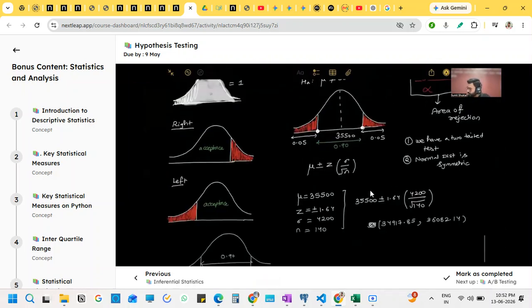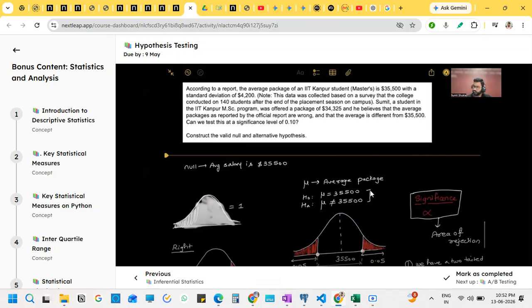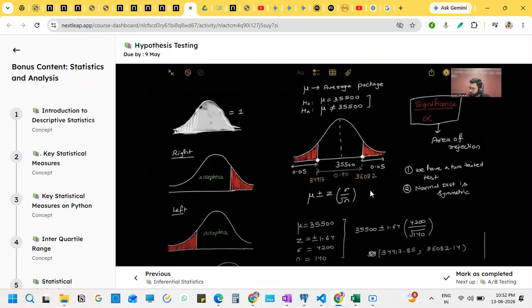Let me put the value over here. This value is 34917 and this value is 36082. Now what is the salary that Sumit got? Sumit got 34325. So 34325 is going to lie somewhere over here, right? Right, everyone? 34325 is over here. This is 34325.